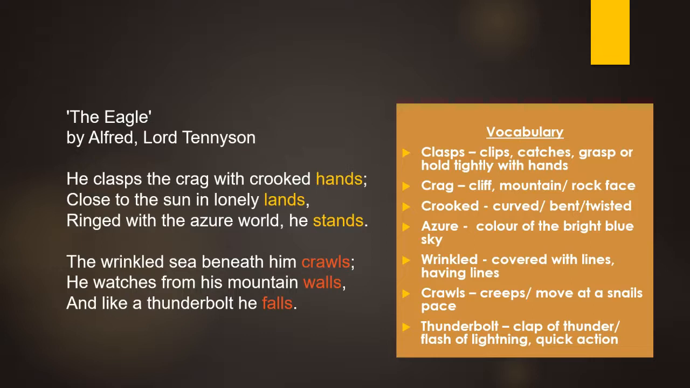We have azure. It is the color of the bright blue sky. Wrinkled means covered with lines, having lines. Crawls means creeps or moves at a snail's pace, very slowly. Thunderbolts: a clap of thunder, a flash of lightning, or a quick action. Having looked at this vocabulary, let's go on and look at the structure of our poem.